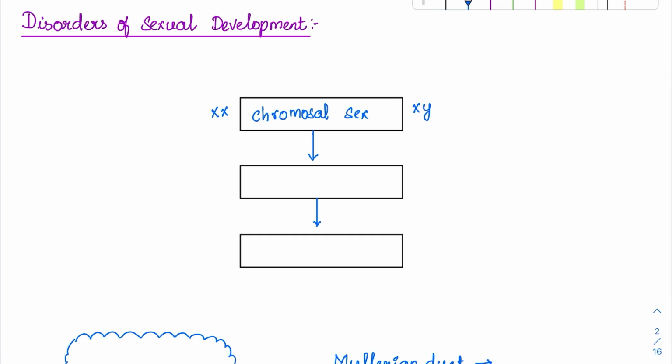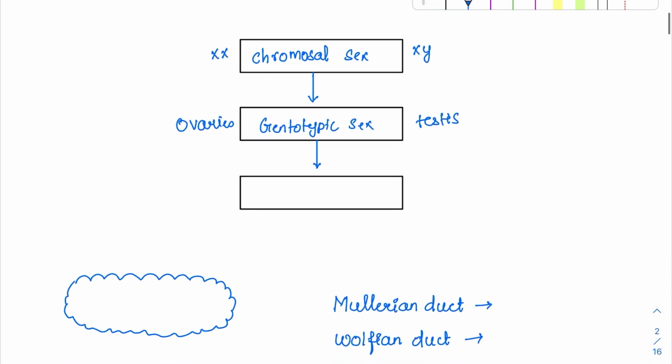Now coming to the genotypic sex. What is genotypic sex? Genotypic sex is the sex that is determined by the gonads of the particular person. What are the gonads in case of the males? The gonads are the testes, and what are the gonads in case of the females? They are nothing but the ovaries. And coming to the last one, that is the phenotypic sex. What is phenotypic sex? It is the external appearance of the person. So the third one is the phenotypic sex.